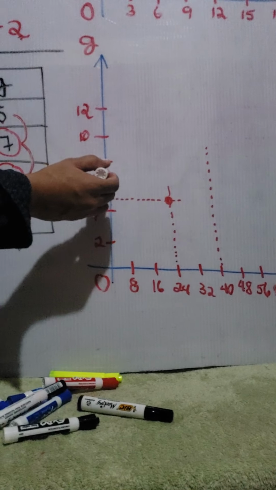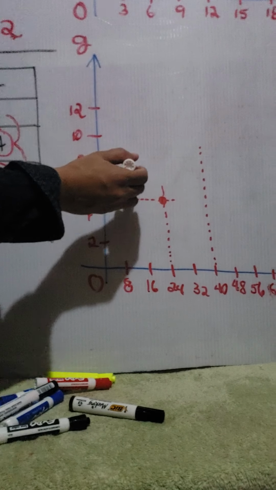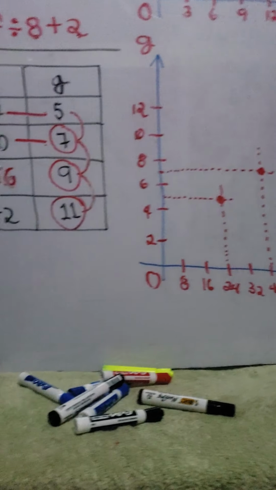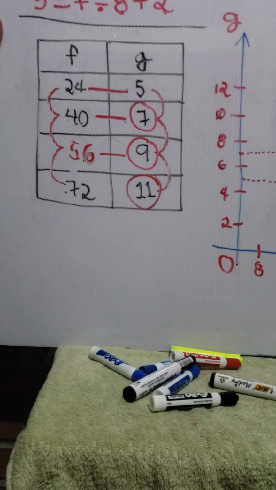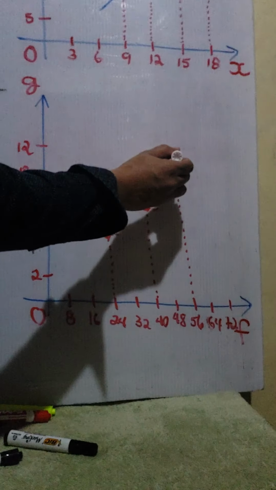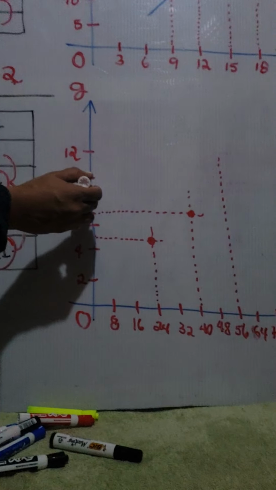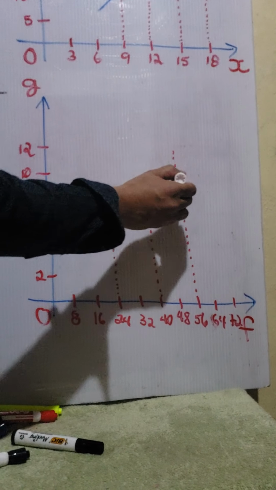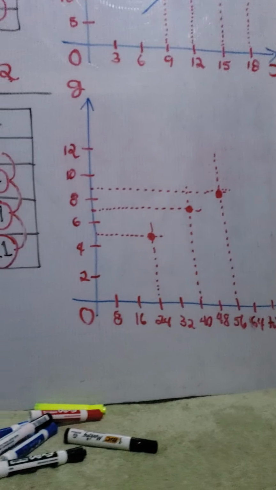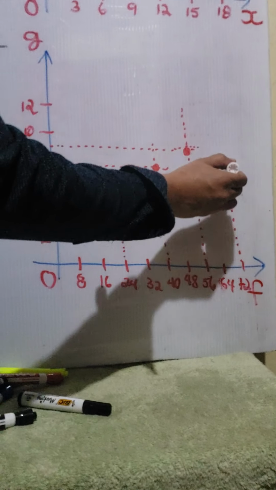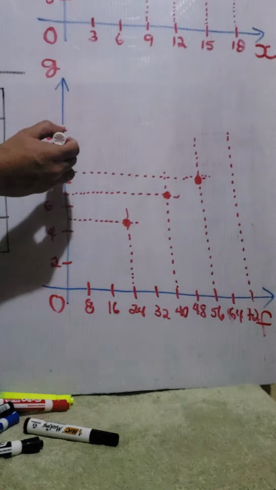And the number 7 is here in between the number 6 and the number 8. Then 56 and 9. 56 is here, and 9 is in the middle here. Okay. And finally 72 and 11. 72 is here, and 11 here in the middle.